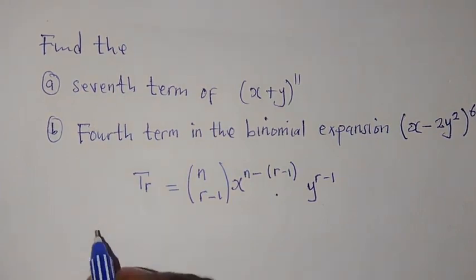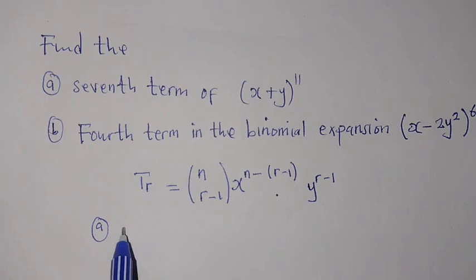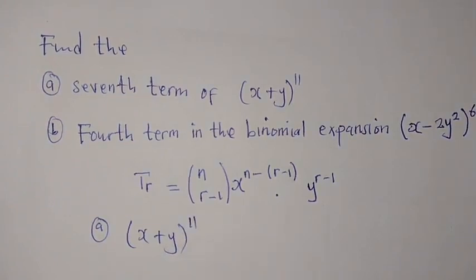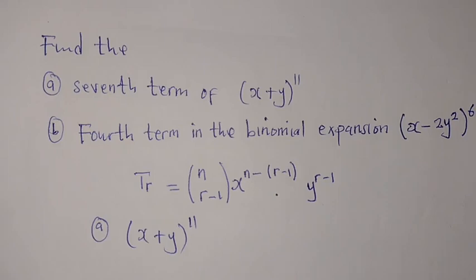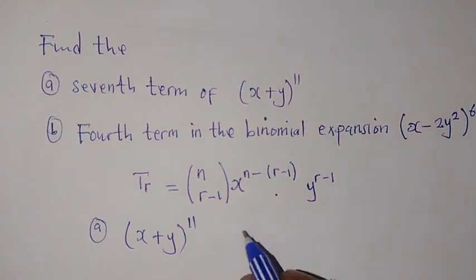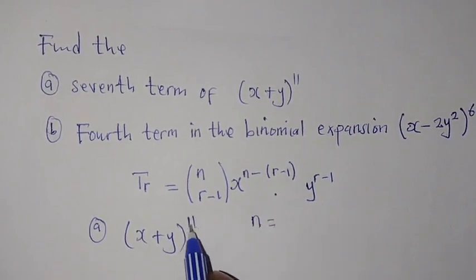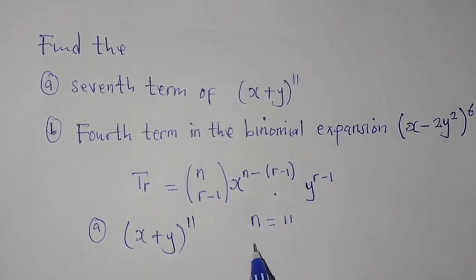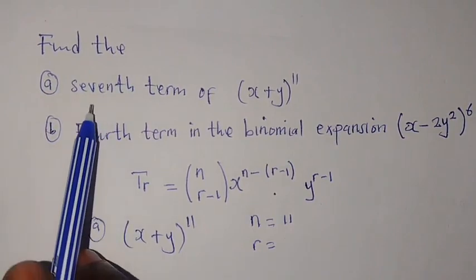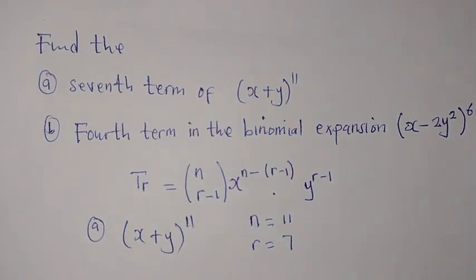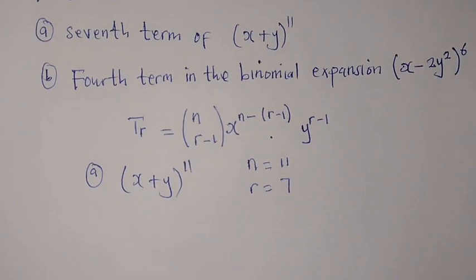So let's see how we can answer our question A. We have this expression, (x + y) raised to the power of 11. If you're using this formula, the n in this case will represent this power. Then r will represent the position of the term that you have been told to find. In this case, we are finding the seventh term, so r will be equal to 7.